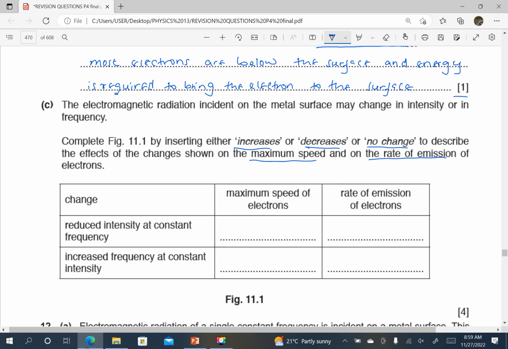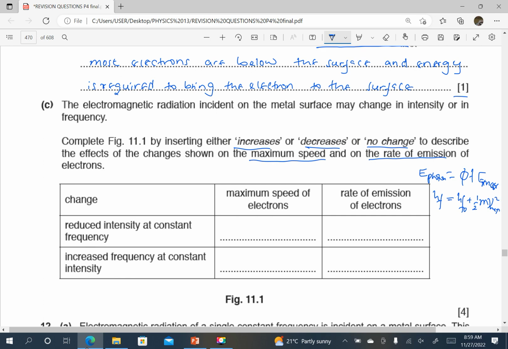The maximum speed depends on the maximum kinetic energy, and maximum kinetic energy depends on the energy of the photons. So the energy of the photon is equal to the work function plus the maximum kinetic energy, Emax, or I can say hf is equal to hf naught plus a half m Vmax squared.